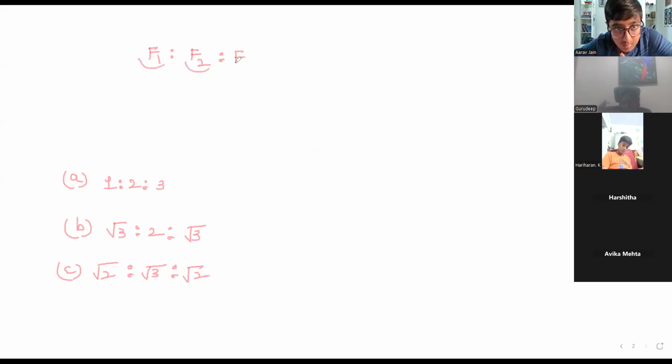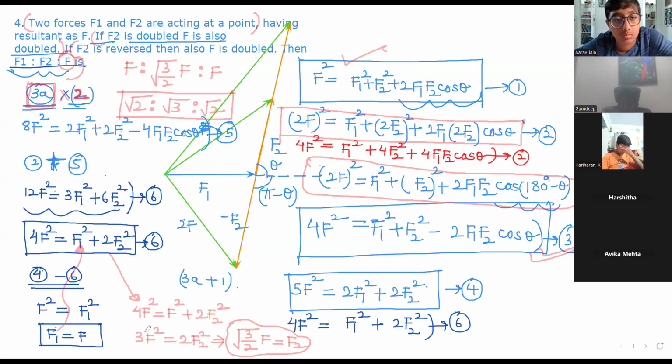That means F1 and F2 have to be in terms of F, or F2 and F will have to be in terms of F1, or F1 and F should be in terms of F2. तभी तो कैंसिल होगा ना F1 F2 F. So it was convenient for us. See, we got F1 is equal to F. So it was convenient for us to find F2 also.